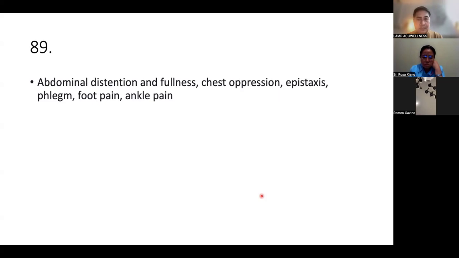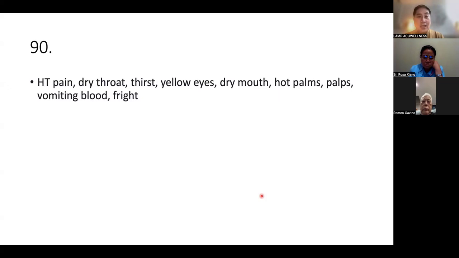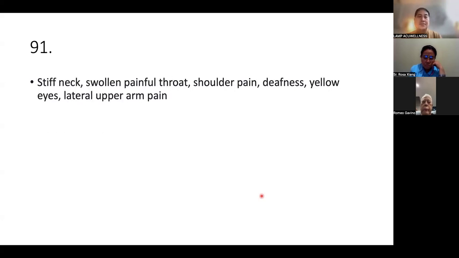Okay, in that order. Abdominal distension and fullness, chest oppression, epistaxis, phlegm, foot pain, ankle pain. Stomach 42 and Spleen 4. Heart pain, dry throat, thirst, yellow eyes, dry mouth, hot palms, palpitations, vomiting, blood or hematemesis, and fright. Heart 7 and SI 7. Stiff neck, swollen, painful throat, shoulder pain, deafness.